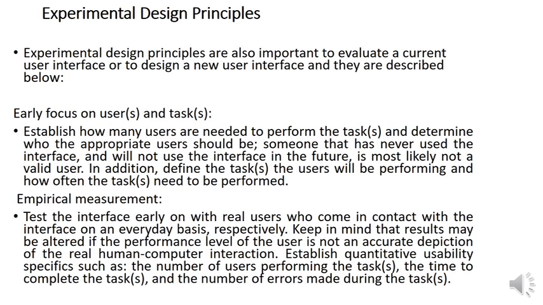Empirical measurement. Test the interface early on with real users who come in contact with the interface on an everyday basis, respectively. Keep in mind that the result may be altered if the performance level of the users is not an accurate depiction of the real human-computer interaction. Establish quantitative usability specifics such as the number of users performing the task, the time to complete the task, and the number of errors made during the task.